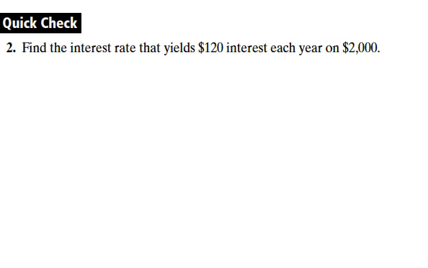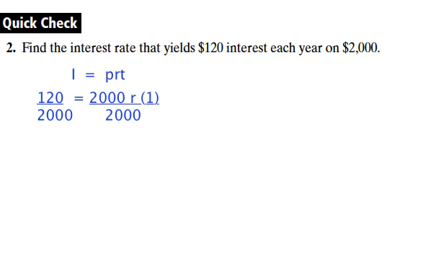Quick check number 2. Find the interest rate that yields $120 interest each year on $2,000. We start with the formula I equals PRT. The interest was $120. The principal was $2,000. We don't know the interest rate, and the time was 1 year. To solve for R, we're going to have to divide both sides by 2,000. So we have 120 divided by 2,000 equals 2,000R times 1 over 2,000. On the right-hand side, the 2,000s cancel each other out, so you're just left with R.